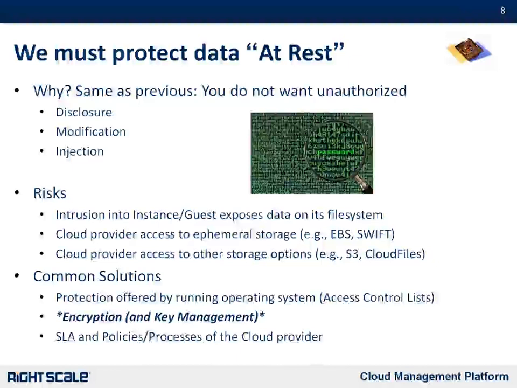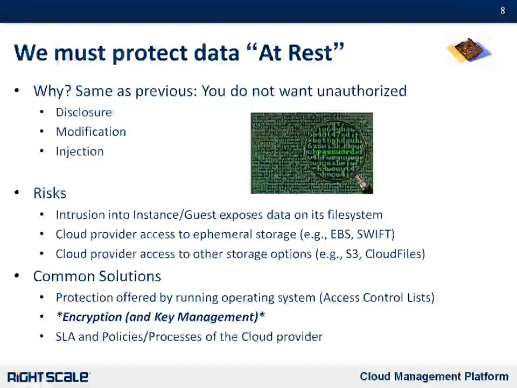Cloud provider access to the ephemeral storage, like an EBS or a Swift volume, something like that, right? It is a risk. It may not have a very high likelihood, right? But it is there. And again, cloud provider access to the physical storage of other options, say an S3 or something like that. Those are the risks that we have to consider about data that's just sitting there, right?